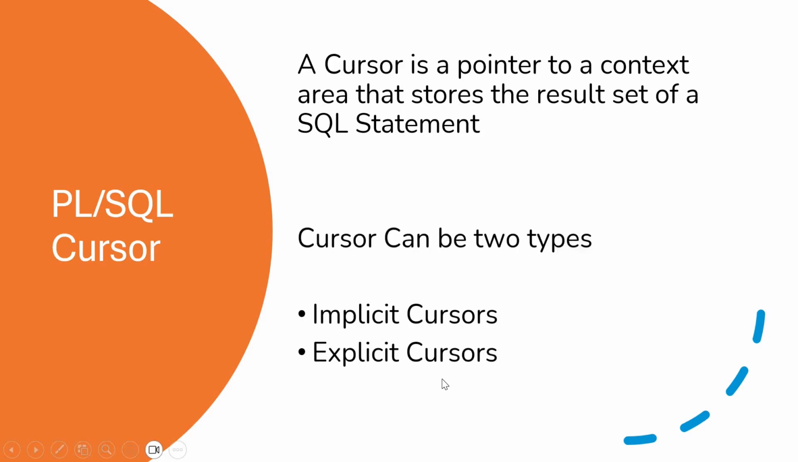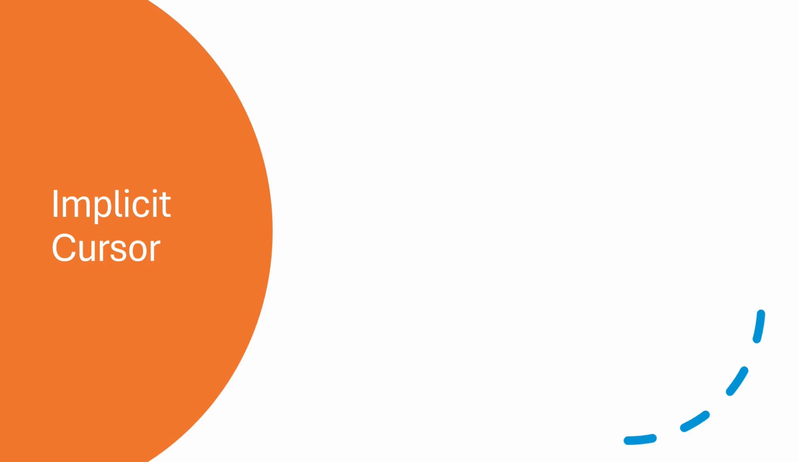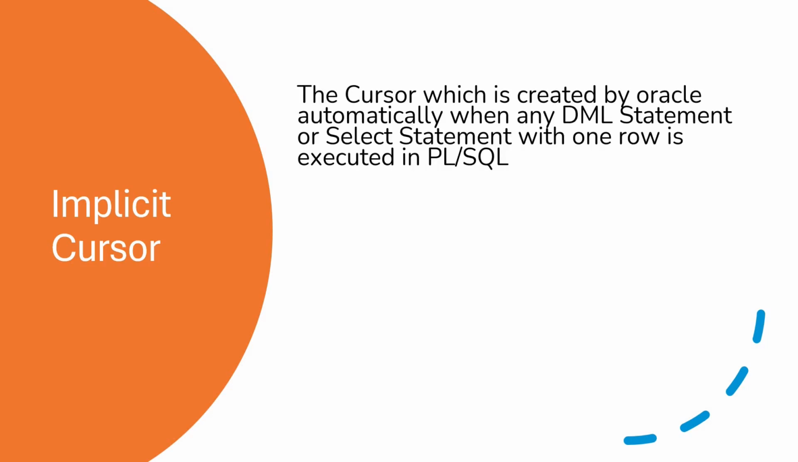Now cursor can be two types. One is implicit cursor, two is explicit cursor. In this video, we'll understand only the implicit cursor. In my upcoming video, we'll see the explicit cursor. So what is implicit cursor? The cursor which is created by Oracle automatically is known as implicit cursor, and this cursor is created by Oracle when any DML statement such as insert, update or delete is executed, or the select statement with one row is executed in PL/SQL.